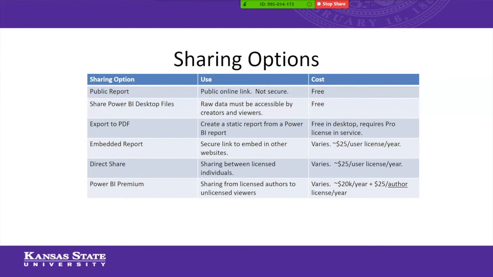And what that means is that for an individual author or creator, all you have to do is pay $25 per year, and you can create a Power BI Desktop report and dashboard and share it with anybody with no additional cost. So all you have to do is get that license, and then you can share it with anyone else on campus for free, essentially, after you pay your license fee of $25 per year per user.